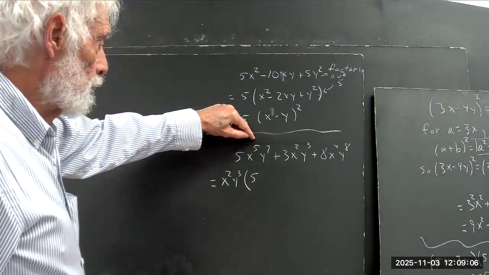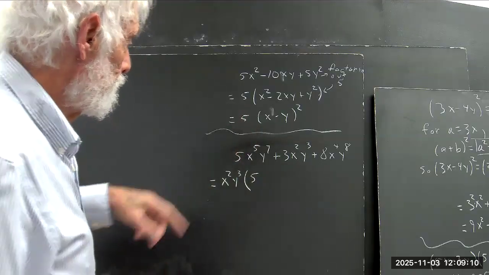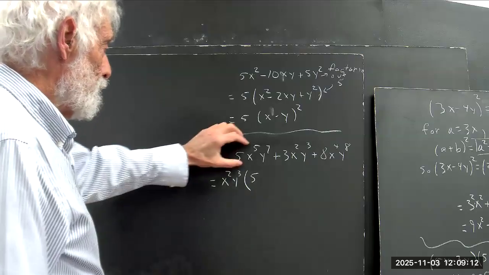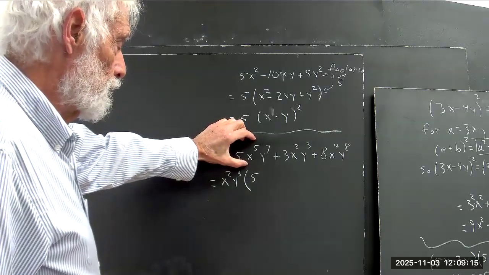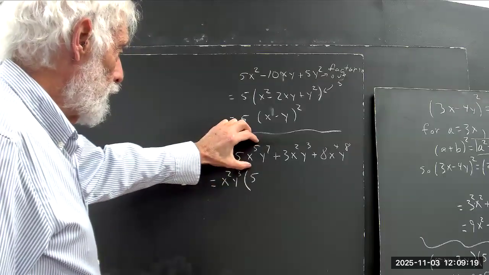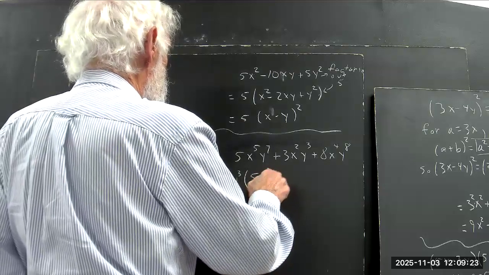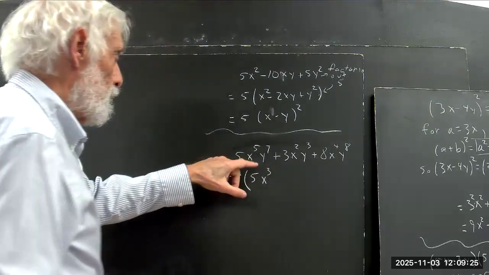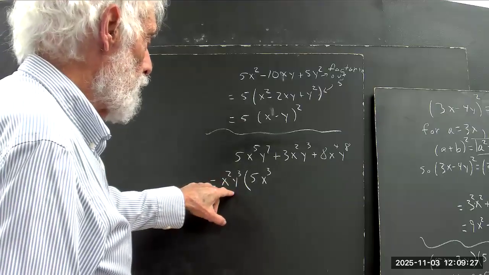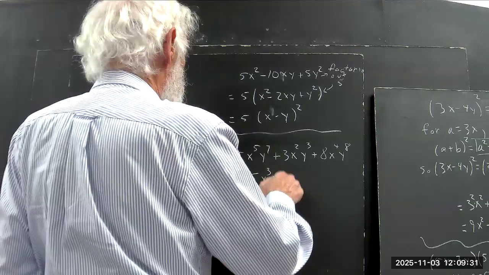Now, x to the 5th already has an x squared, but then it has an x cubed. So x to the 5th could be written as an x squared times an x cubed, meaning if you divide x to the 5th by x squared, you get x cubed. Y to the 7th already has a y to the 3rd. It needs another y to the 4th.